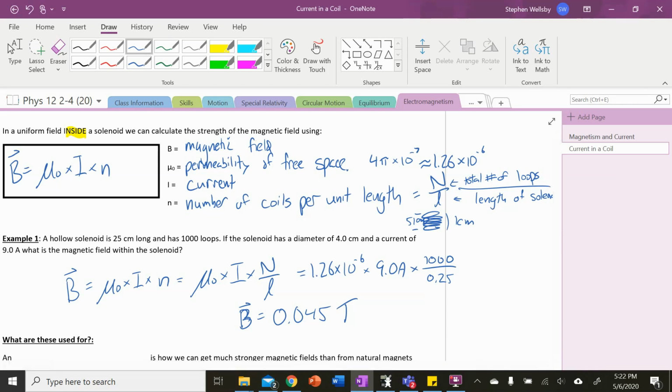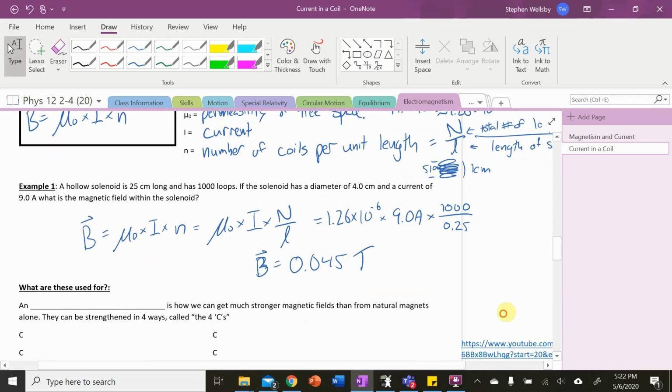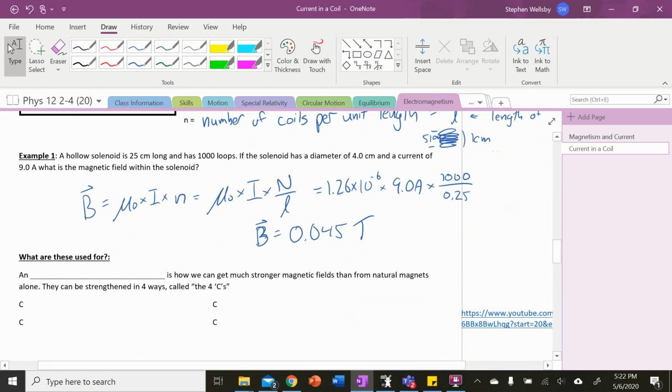So a solenoid is essentially a coil of wire. If we want to know the magnetic field strength inside, this is the formula we're going to use. What do we use these for? What exactly is a solenoid? What's the purpose of a solenoid? A solenoid is essentially used to make electromagnets. Now, an electromagnet is a way of getting a much stronger magnetic field than we can from just natural magnets.